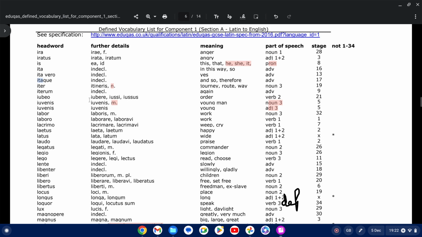Okay. Next, iter, itineris. Yeah, I haven't missed one. Means journey, route, or way. It's a neuter noun, hence it's been pre-highlighted because I've made the video once already. An itinerary is an English word related to this. An itinerary basically means a planned route or journey. So for example, if you go on a school trip, you might have an itinerary of the things you're going to do along your journey.